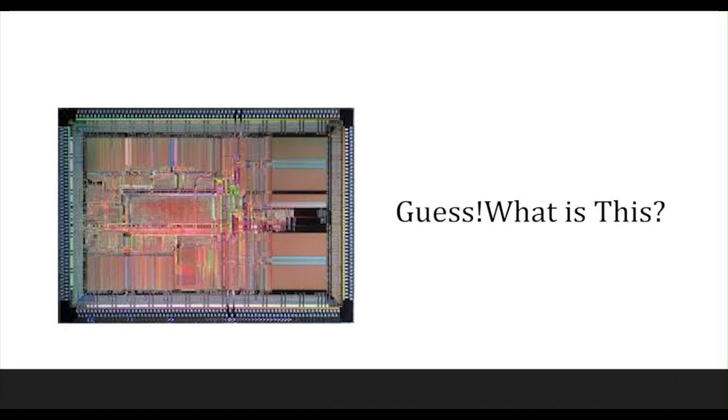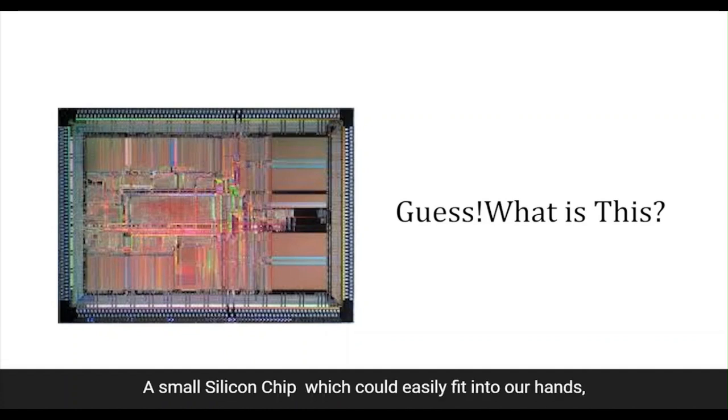Can you guess what this is? Yes, you guessed it right. This is something which you might not have seen. This simple chip contains billions of transistors. A small silicon chip which could easily fit into our hands contains more than 100,000 transistors. It's something which has surely struck your mind, isn't it?